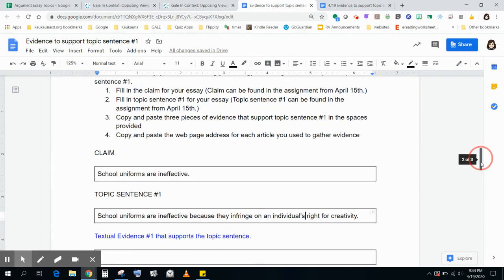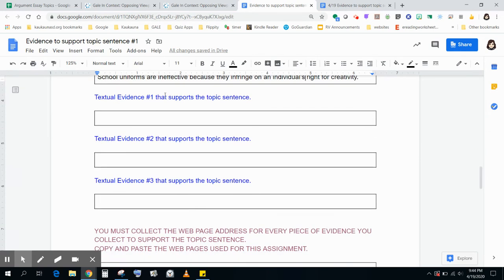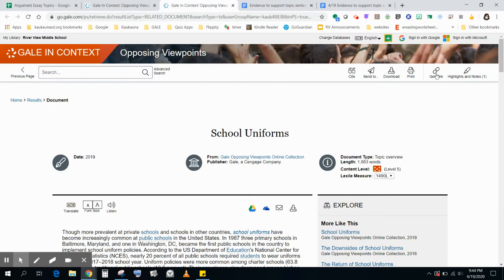Now, step 3 is where you're going to need your articles that you're using for evidence. Copy and paste 3 pieces of evidence that support the topic sentence in the spaces provided. And so as I go down, I have topic sentence number 1 and a space to collect the evidence, topic sentence number 2 and space to collect the evidence, topic sentence number 3 and space to collect the evidence. So I'm going to start out with this article titled School Uniforms.